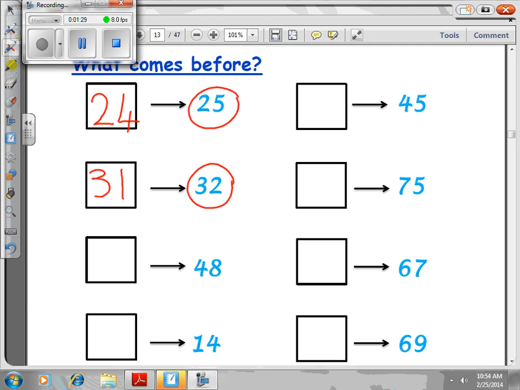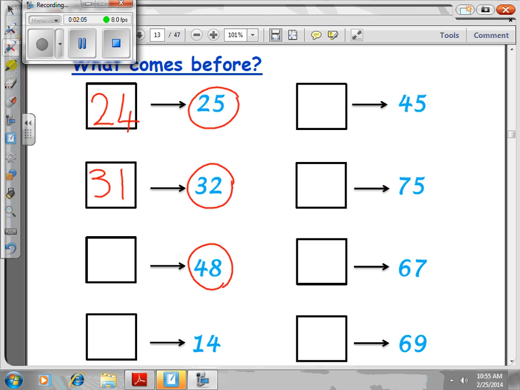The next example, I have 48. What comes before 48? Let's count from 40. After 40, 41, 42, 43, 44, 45, 46, 47, 48. So what comes before 48? It's 47. 47 comes before 48.